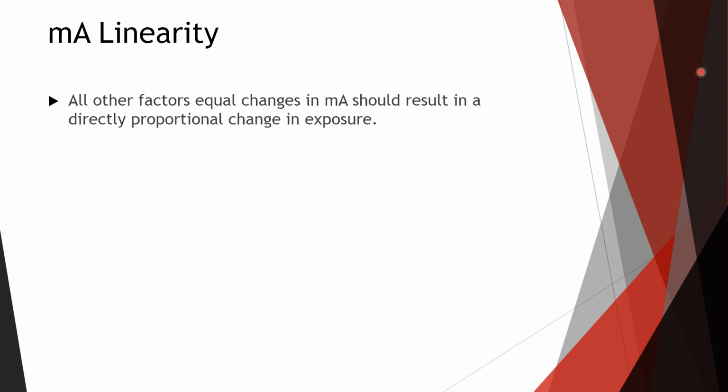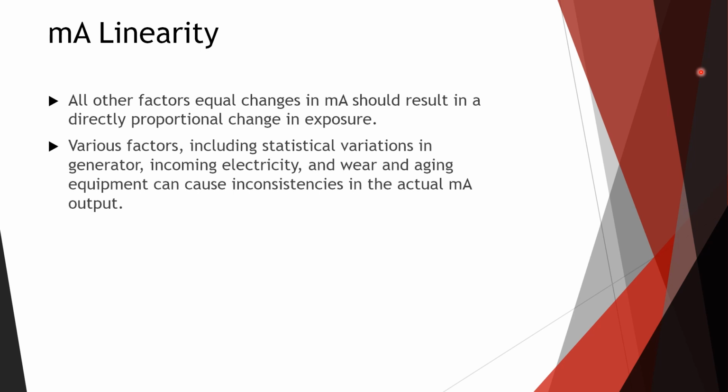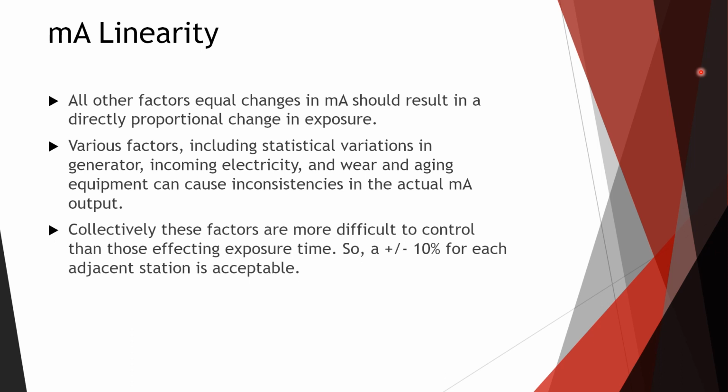If you need a review on any of this, I recommend going to the playlist labeled Principles of Radiographic Exposure 1. Various factors including statistical variations in the generator, incoming electricity, and wear and aging of equipment can cause inconsistencies in the actual MA output. So all these things can change what is expected.